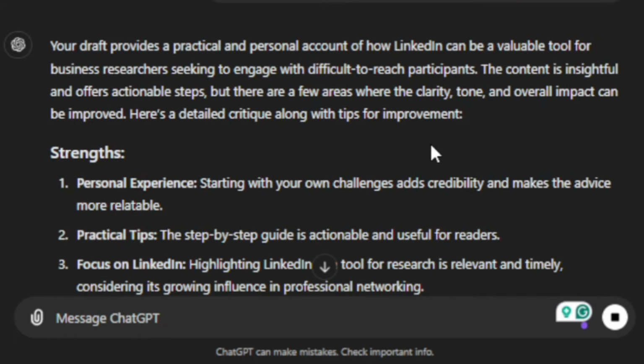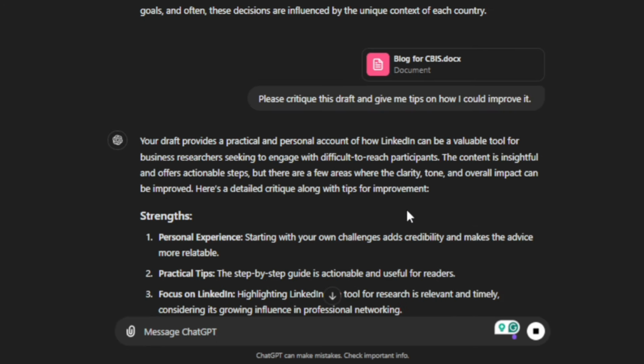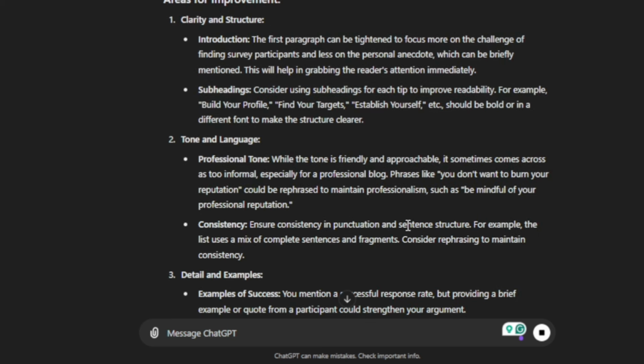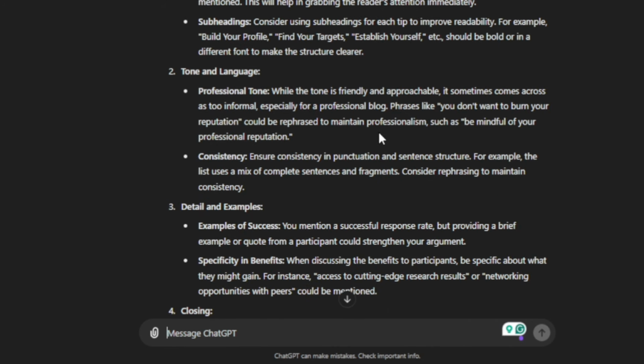So your draft provides a practical and personal account of how LinkedIn can be a valuable tool for business researchers. It's got strengths: personal experience, practical tips, focused on LinkedIn. It's got some focus. Areas for improvement. Clarity: the introduction could be tighter, more focused. Subheadings: consider using subheadings. Tone and language: a professional tone. While the tone is friendly and approachable, it sometimes comes across as too informal. You can do that sometimes, especially for a professional blog. Phrases like, you don't want to burn your reputation, could be rephrased to be mindful of your professional reputation.